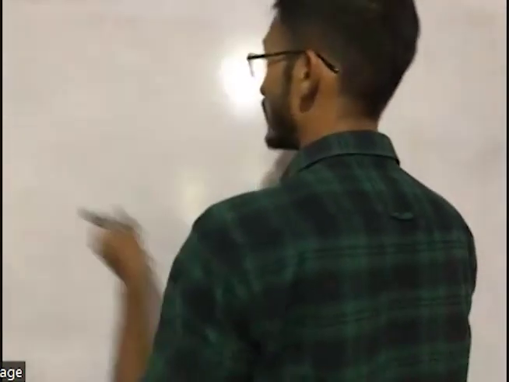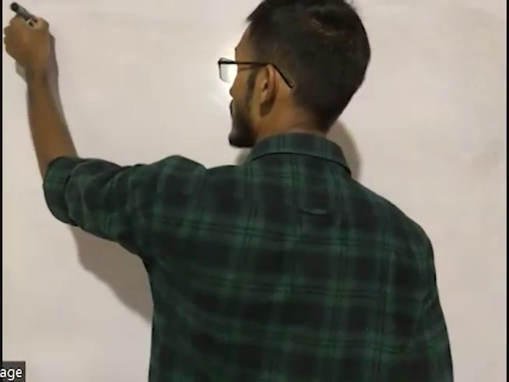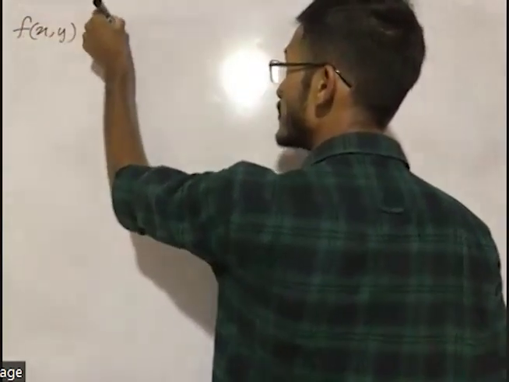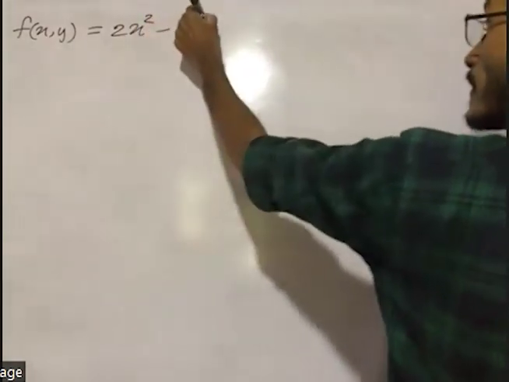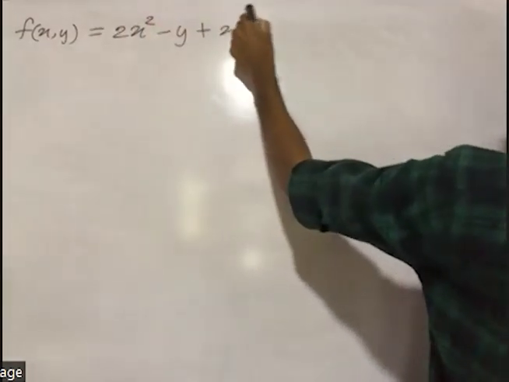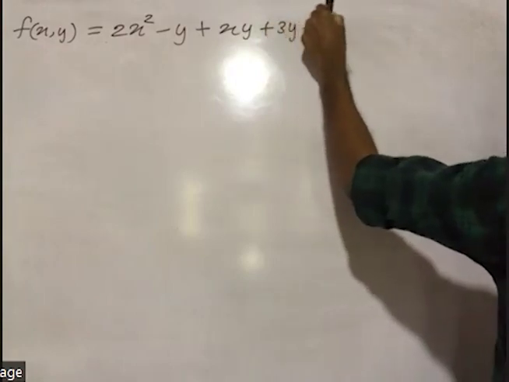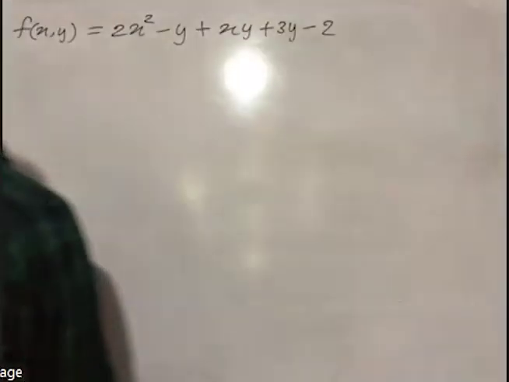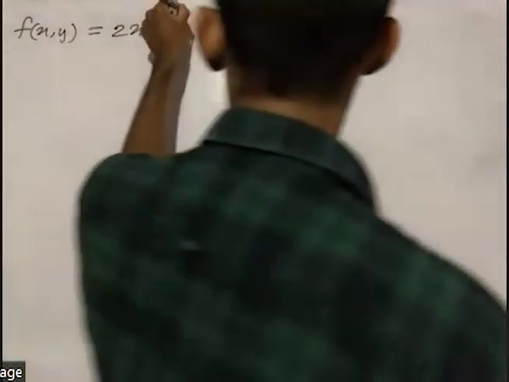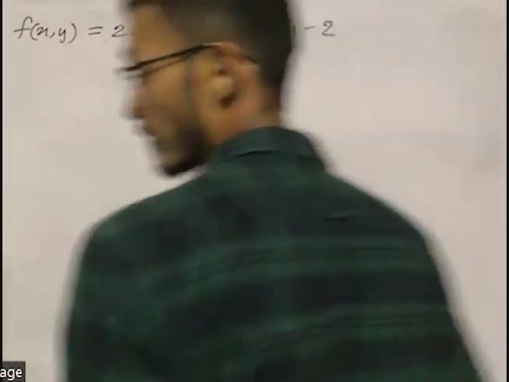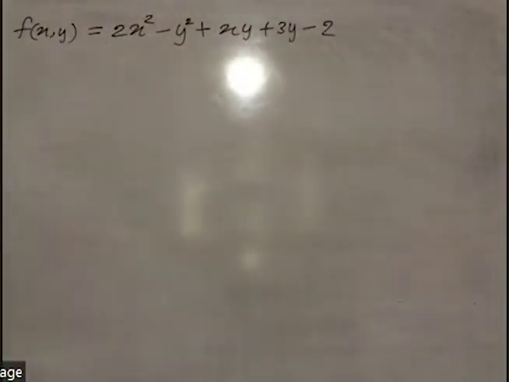Now, I'm going to write that f(x, y) is equal to 2x² − y² + xy + 3y − 2.